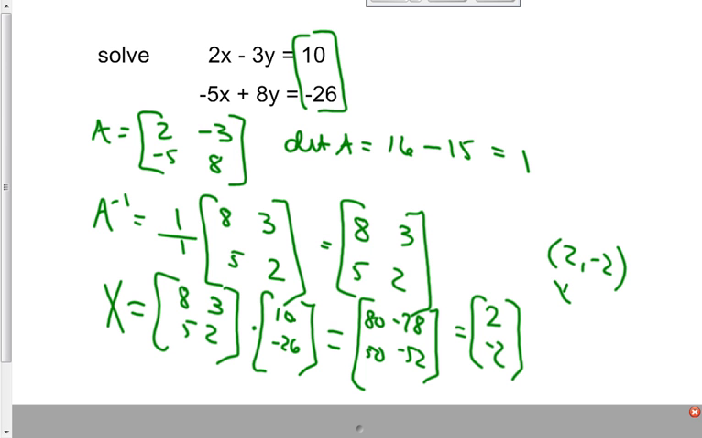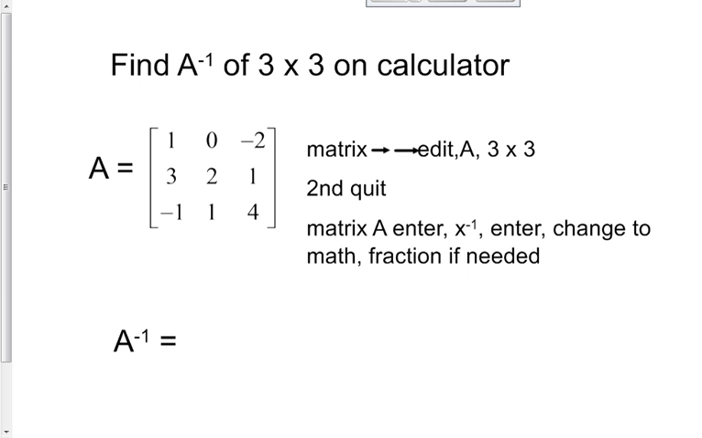Or you could write it this way. X equals 2, y equals negative 2. Finding a 3 by 3 inverse, I'll let you do on your calculator. Your A value, 1, 0, negative 2, 3, 2, 1, negative 1, 1, 4. We're going to find the inverse to this.